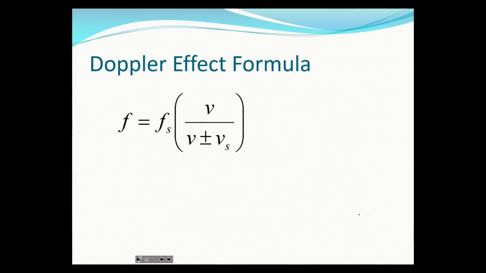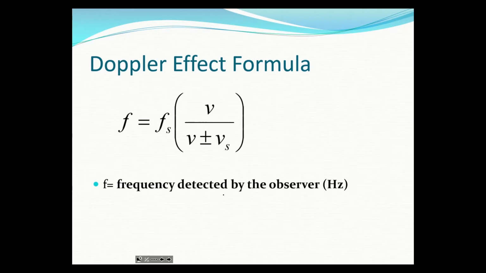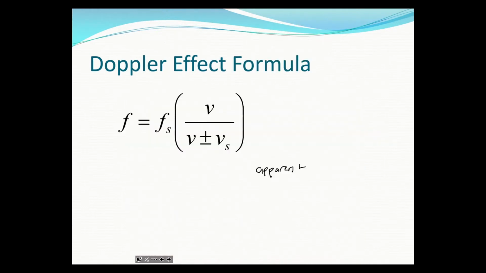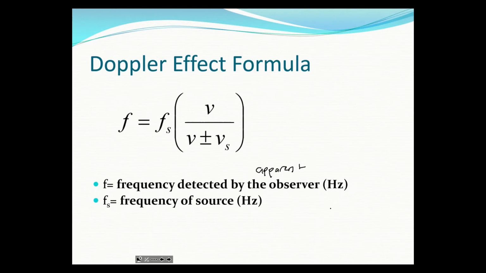So this is our formula for doing the Doppler effect, and this is probably the most confusing formula that we do all year. F is the frequency detected by our observer, what we call our apparent frequency. This is the frequency that these people hear. Fs is the frequency of the source, and that's the frequency that the driver hears. So yeah, they're both F, and it's kind of confusing.